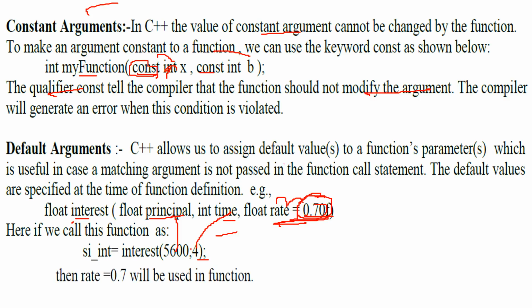C++ allows us to assign default values to function parameters, which is very useful for a matching argument which is not passed in the function call statement. See, here we have not passed it at all. And if you pass it, that will override this 0.70. In case this had been 5600, comma 4, comma say 0.6, then this 0.6 is going to override 0.70, right? So the default values are specified at the time of function definition, right? So this is how it is done.